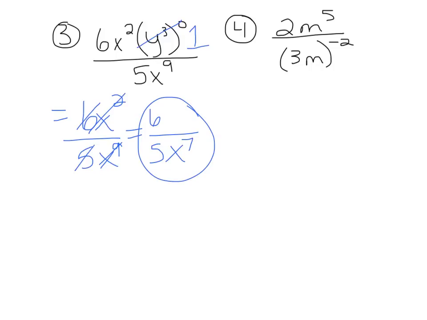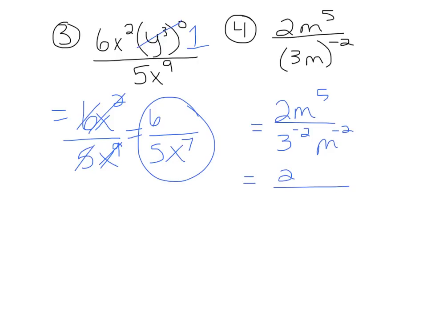Alright, number 4, you have an exponent on the outside of parentheses, so you're going to want to get rid of that. So the top stays the same for now, so 2m to the 5th, over now 3 to the negative 2nd, and m to the negative 2nd. Okay, now you want to get rid of your negative exponents.